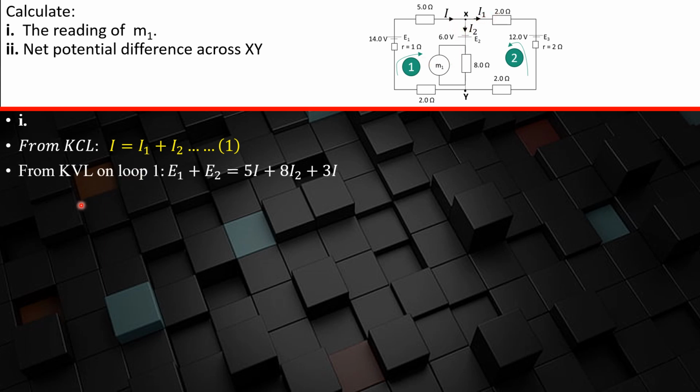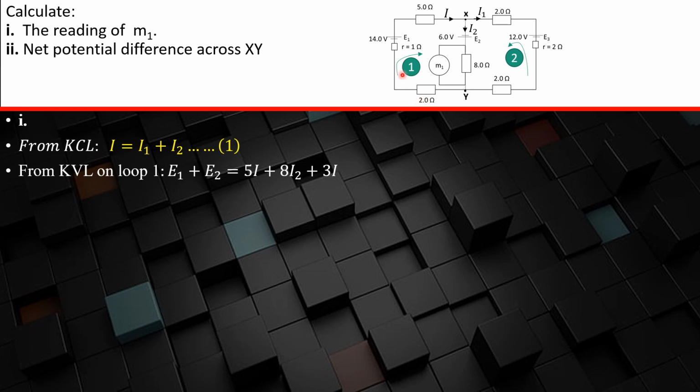From Kirchhoff's voltage law on loop 1, traversing like this, EMF is positive, so that's E1, and going like this EMF is positive, this is E2, equals the sum of the PDs. This will be 5I here, so I get my 5I. Then traversing in the direction of the current I2, I have 8I2. Coming all the way here, remember that I flows through this part of the circuit, so it's still I that flows through this 2 ohm resistor.